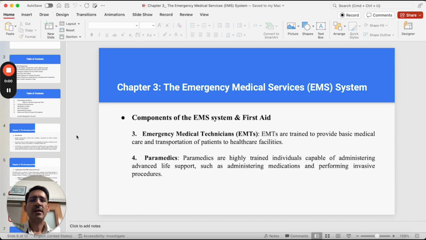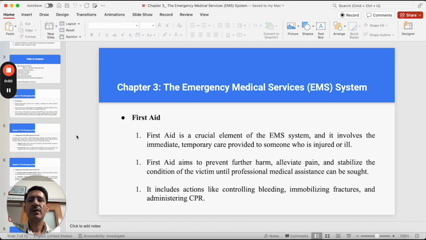Emergency medical technicians. EMTs are trained to provide basic medical care and transportation of patients to healthcare facilities. Paramedics. Paramedics are highly trained individuals capable of administering advanced life support such as administering medications and performing invasive procedures. First aid. First aid is a crucial element of the EMS system, and it involves the immediate temporary care provided to someone who is injured or ill. First aid aims to prevent further harm, alleviate pain, and stabilize the condition of the victim until professional medical assistance can be sought. It includes actions like controlling bleeding, immobilizing fractures, and administering CPR.